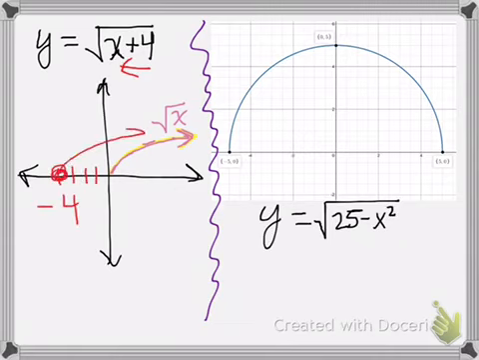Starts here and goes this way. This pink graph, that's the parent function. So square root of x looks like that, but putting plus 4 on the inside moves it to the left. Okay. Now the domain starts at negative 4, but now we're looking at the range.